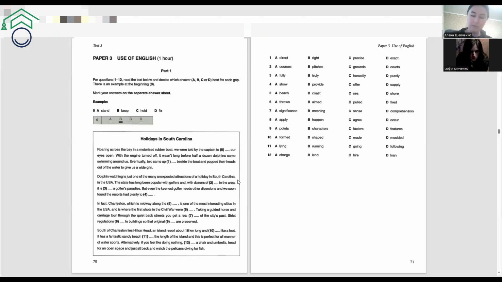Then, what about number 3? It is fully, truly, honestly, purely. Maybe truly. Truly, yeah, you're absolutely right, variant B. And the last sentence: but even the keenest golfer needs other diversions, and we soon found the resort had plenty to show, provide, offer, supply.